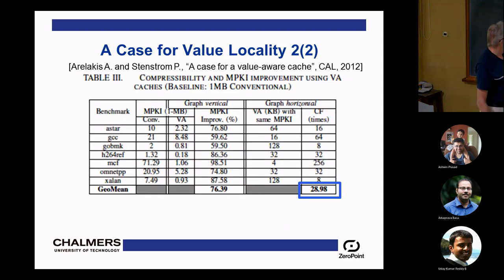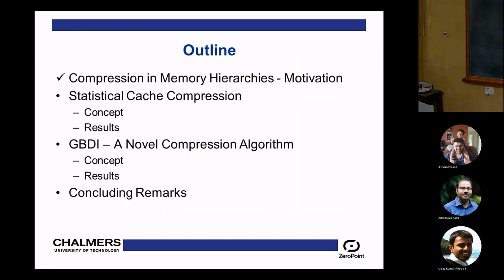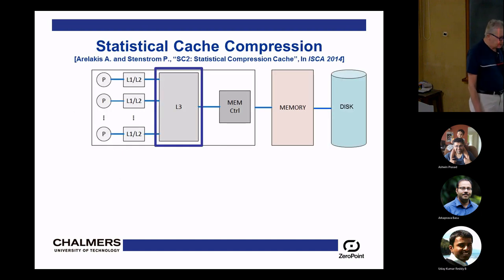In fact, here are some numbers from some more SPEC 2006 applications, and we can see that all across the board we get a lot of compression going this way. So we instead went for something that would be called statistical cache compression. So I'm going to talk a little bit about that. That's a paper we published in ISCA in 2014.